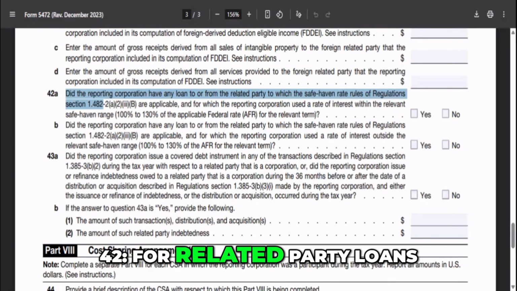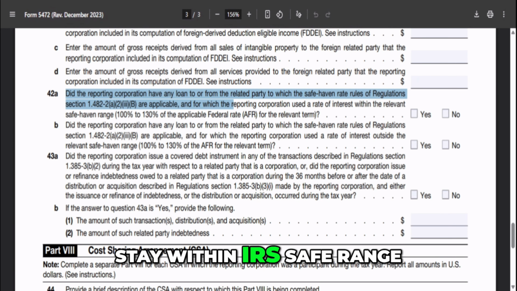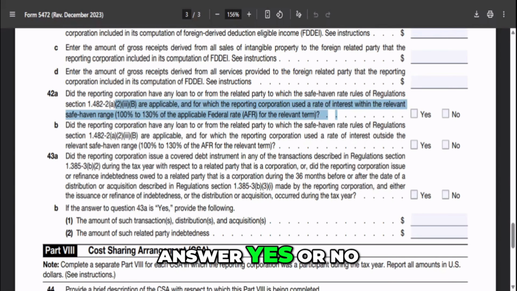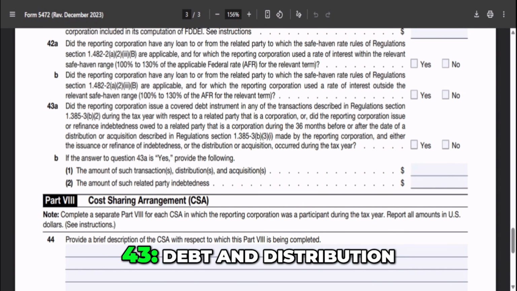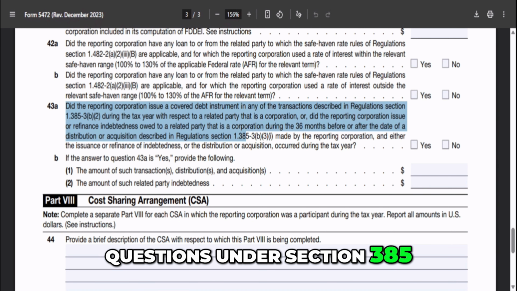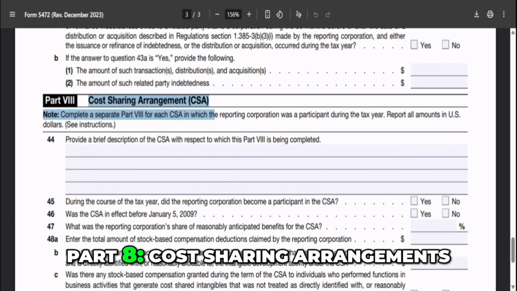42. For related party loans, did your interest rate stay within the IRS safe range, 100 to 130% of AFR? Answer yes or no. 43. Debt and distribution questions under Section 385 rules, if applicable. Fill amounts if yes. Part 8.